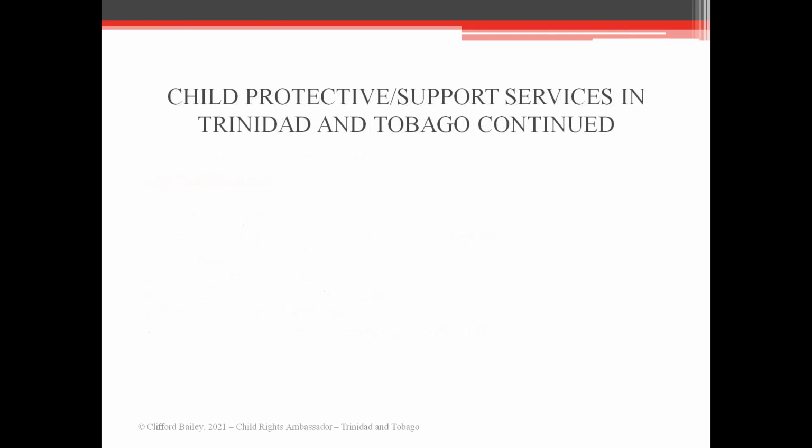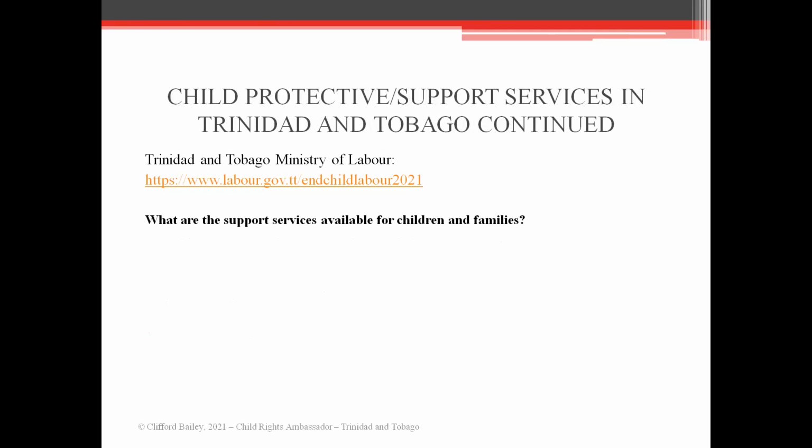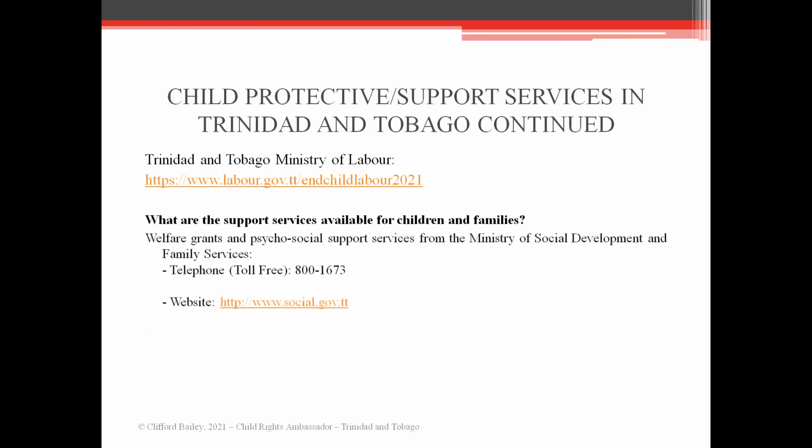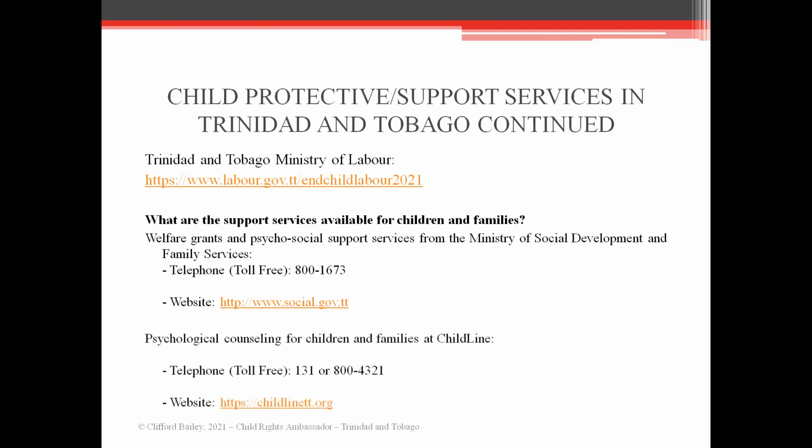Continuing, we come now to the Ministry of Labour of Trinidad and Tobago. The website link from which the following information was taken is www.labour.gov.tt/endchildlabour 2021. What are the support services available for children and families? Welfare grants and psychosocial support services from the Ministry of Social Development and Family Services. Their toll-free telephone number is 800-1673. Their website link, www.social.gov.tt. Psychological counseling for children and families at Childline. Their toll-free telephone number is 131 or 800 4321. Their website link, childlinett.org.